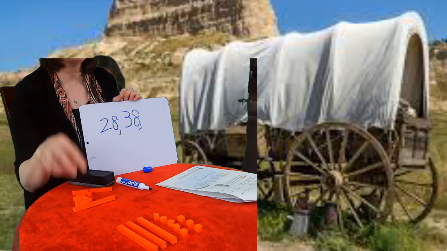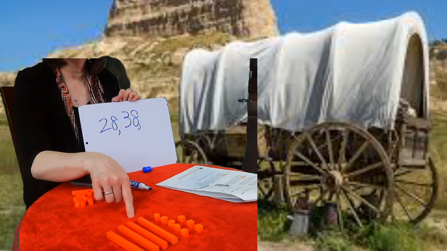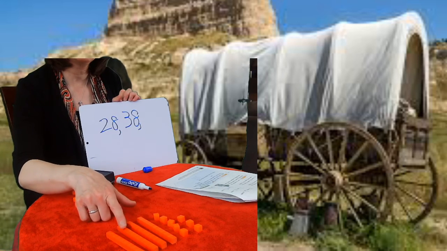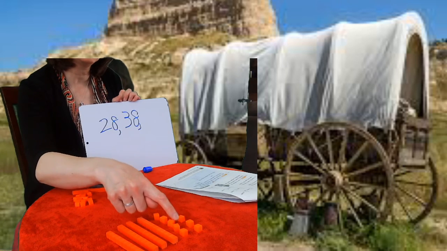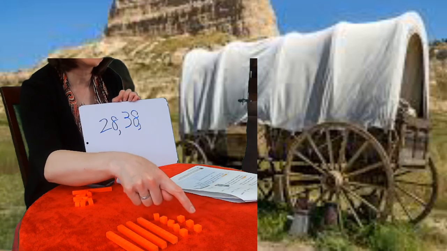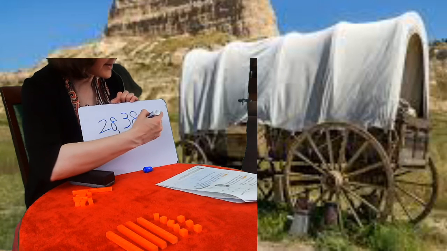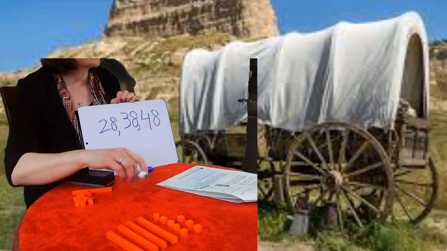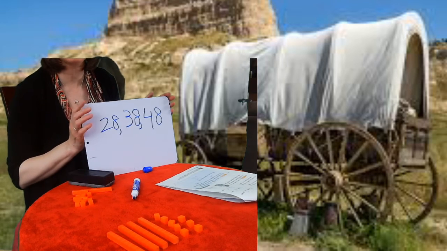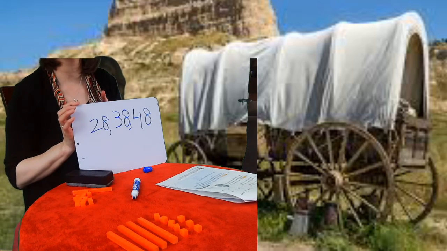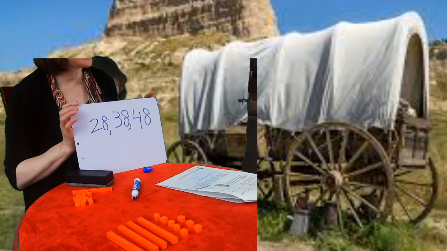Let's see if we can make another one. 4 tens and 8 ones. 10, 20, 30, 40, 41, 42, 43, 44, 45, 46, 47, 48. Now, if we put 5 tens, we would be bigger than 50, so it could not be the correct answer. So your answers can be 28, 38, and 48.